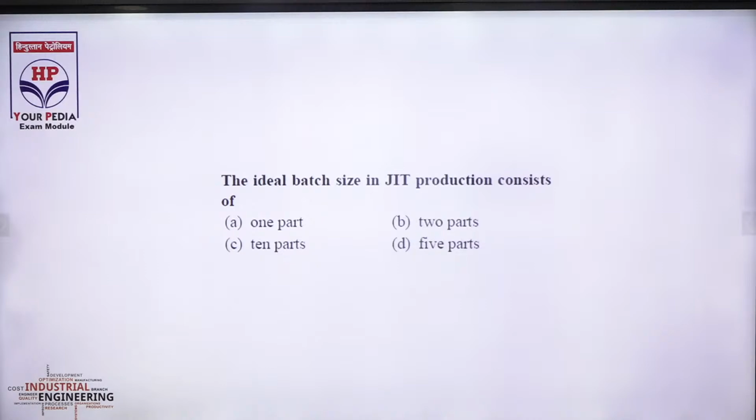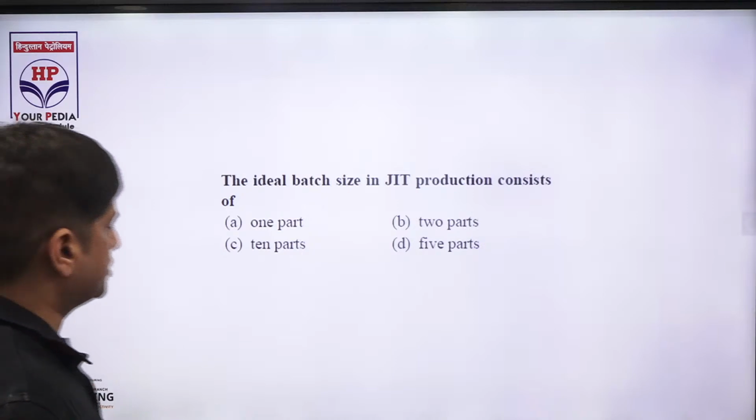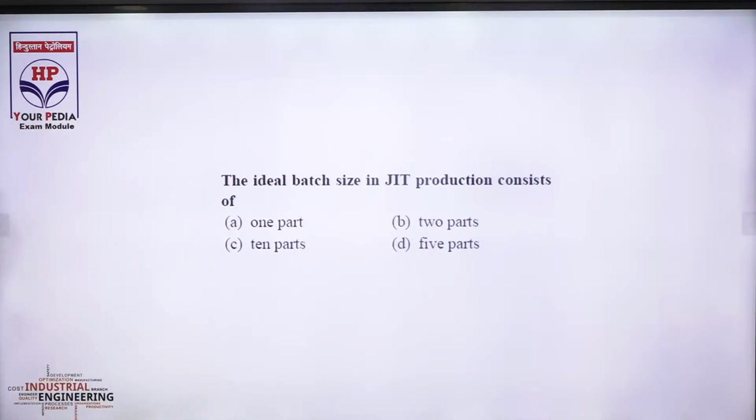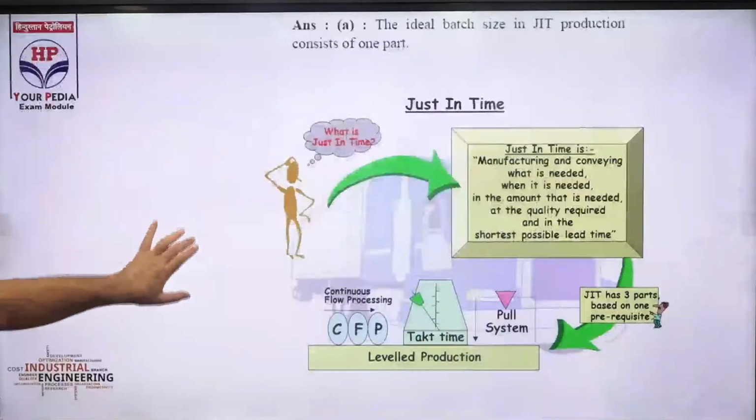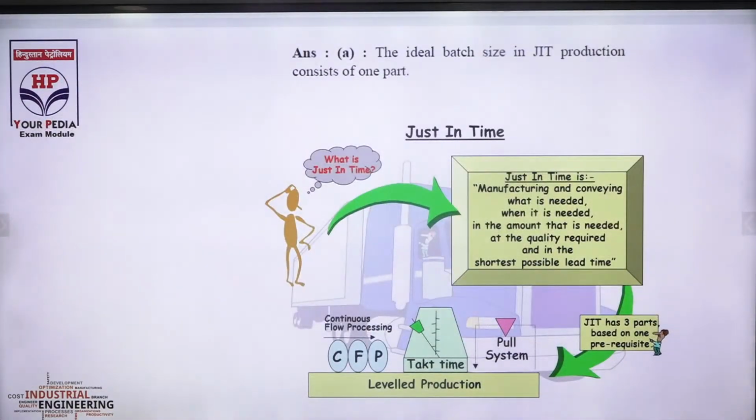What is the ideal batch size in just-in-time production? What can be the ideal batch size in JIT production? 1 part, 2 part, 10 part, 5 part, how many? Ideal batch size is 1 part only.